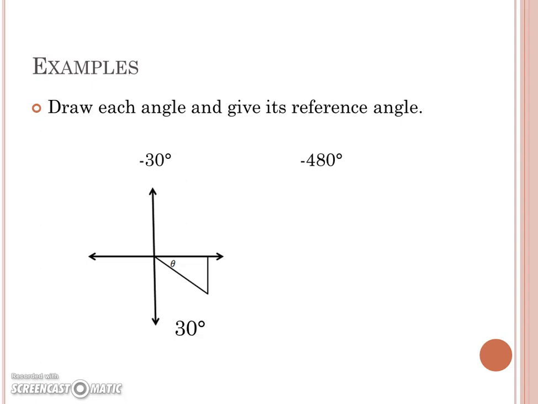Negative 480 goes past the full circle, and then it goes 120 more. For that 120, we subtract it from 180, and we get 60 degrees.